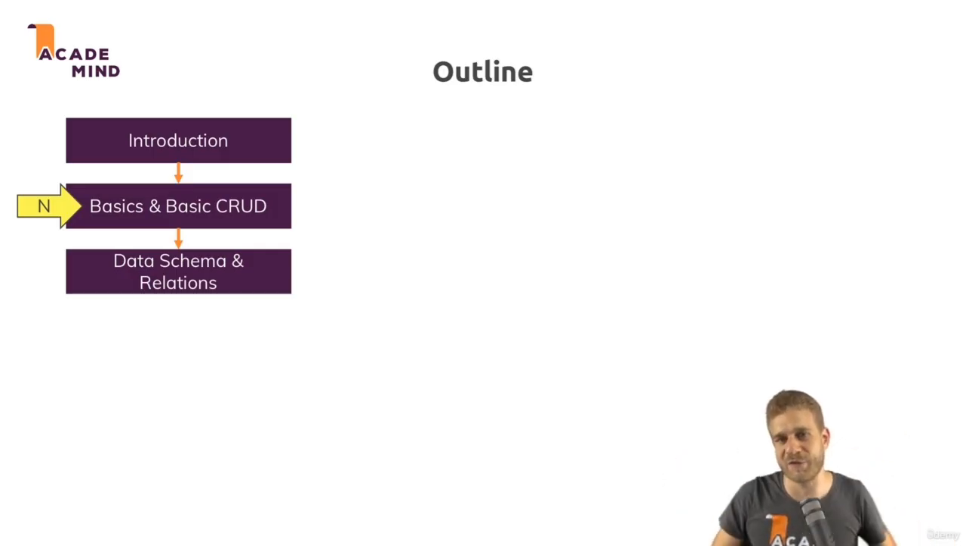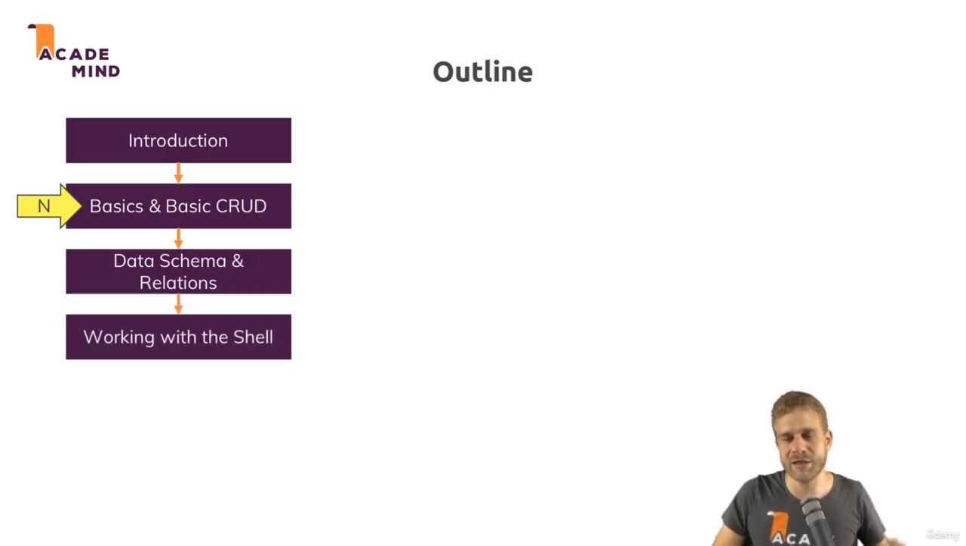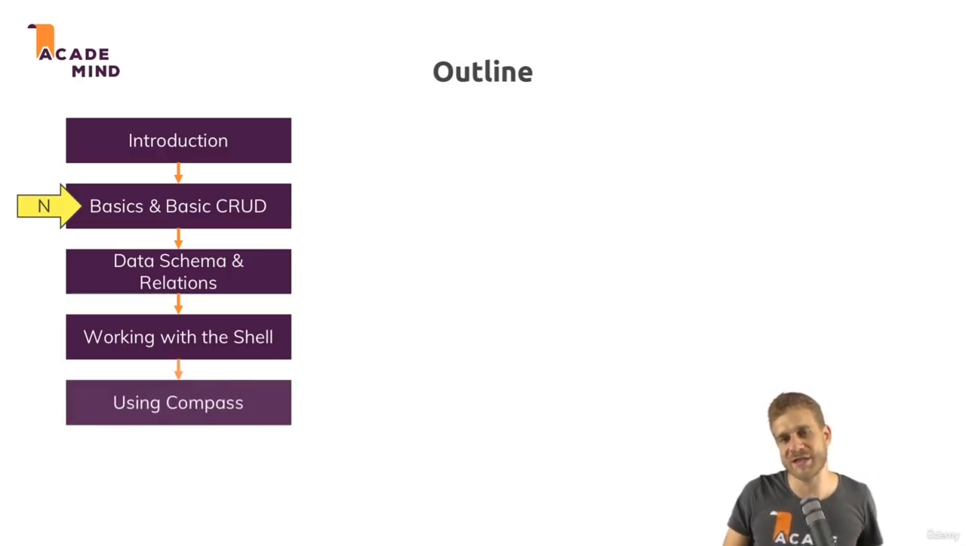How do you relate different documents? We'll have a look at that in this module. Thereafter, I'll dive a bit deeper into working with the shell, some different things you can configure there, and how you can, for example, run that MongoD server as a service on Mac and Linux. And we'll then have a look at the graphical user interface, Compass.